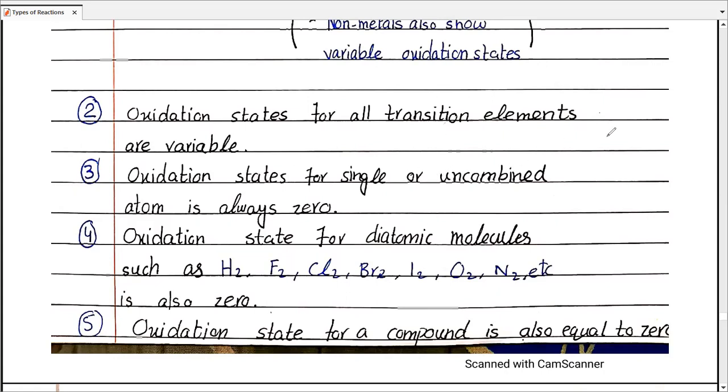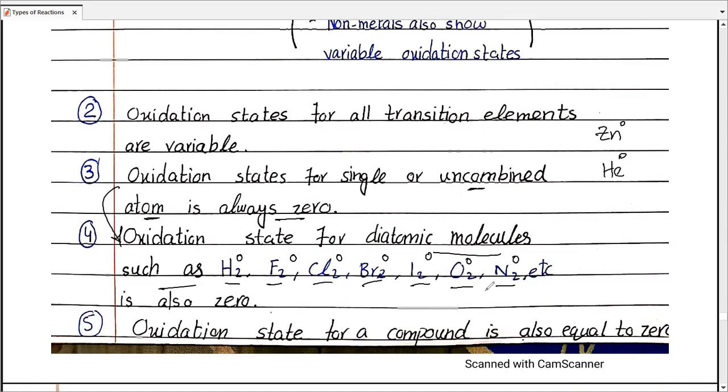Point number 3 is pretty simple and straightforward. Oxidation state for a single element or single atom, for example, this is just a single atom. What would be the oxidation state? 0. This is a single atom. If an atom is uncombined with any other atom, its state is also going to be 0. This point actually links to the fourth point. Oxidation state for diatomic molecules such as hydrogen H2, fluorine F2, chlorine Cl2, bromine Br2, iodine I2, oxygen gas O2, nitrogen N2. These are all diatomic molecules. Diatomic molecules are made up of two atoms, in this case two same atoms. Since they're the same atoms, each of their oxidation states will be considered zero.